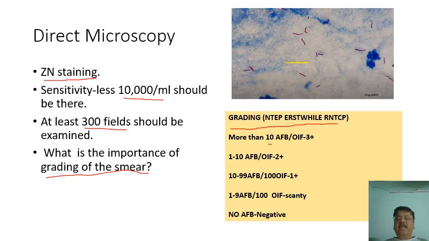If more than 10 bacilli per oil immersion field, it is a 3 plus. 1 to 10 bacilli per oil immersion field, that is 2 plus. 10 to 99 acid fast bacilli per 100 oil immersion fields, 1 plus. 1 to 9 bacilli in 100 fields, scanty. And no AFB seen after screening all the 300 fields, it is declared as negative.